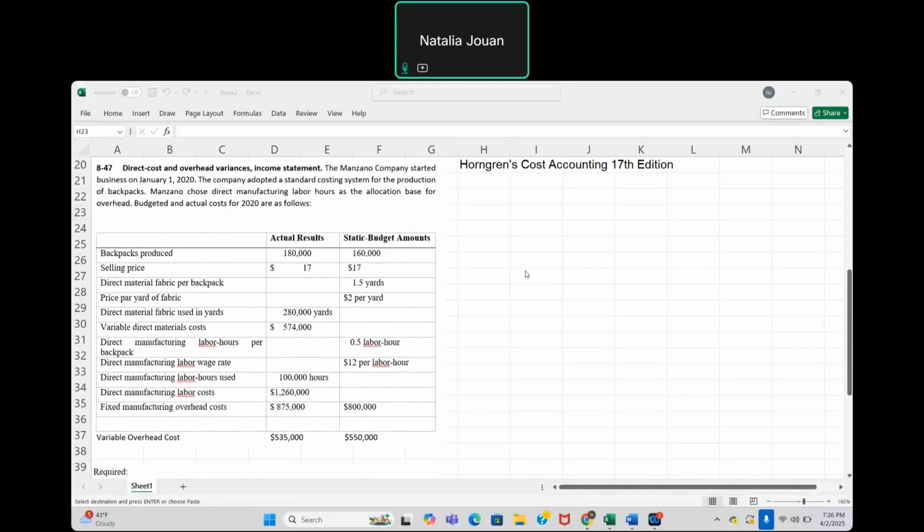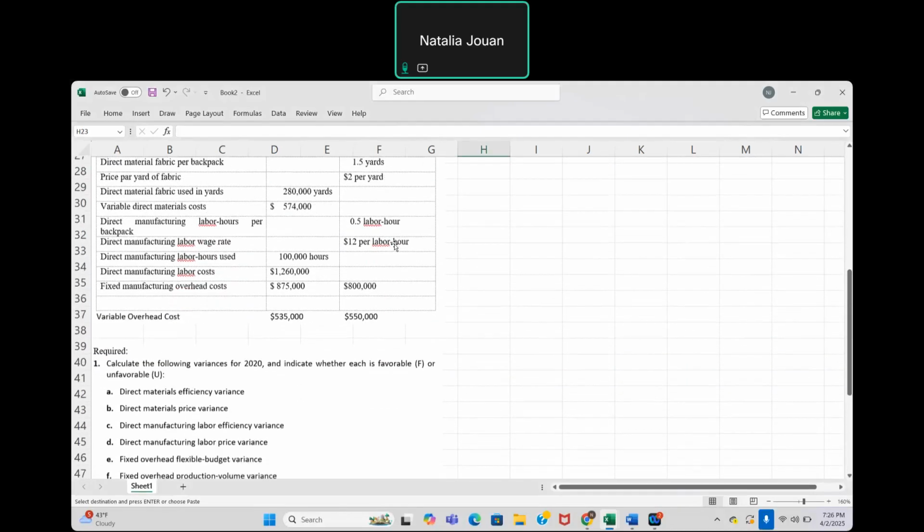Hello, everyone. All right, so we're going to solve problem A-47 from our cost accounting book, 17th edition. Here we have the information, okay? This is variance analysis, and this problem will include all costs: materials, labor, variable overhead, and fixed overhead. So we're given actual results, we're given budgeted numbers, and here we have the requirements.